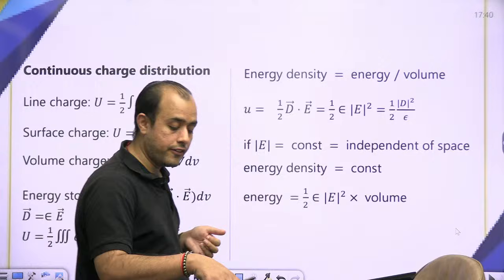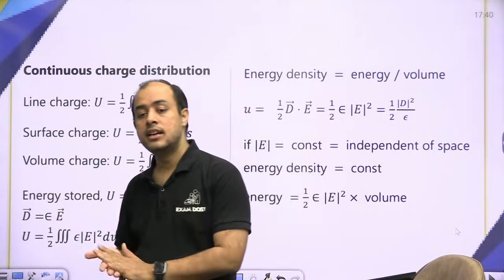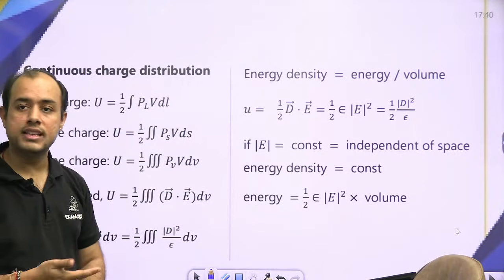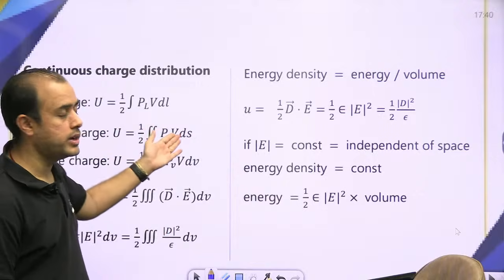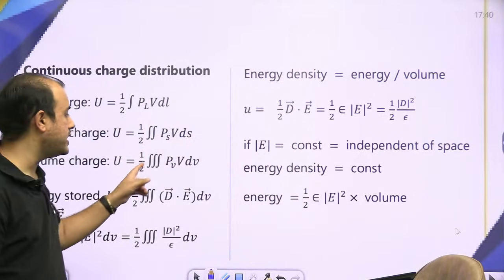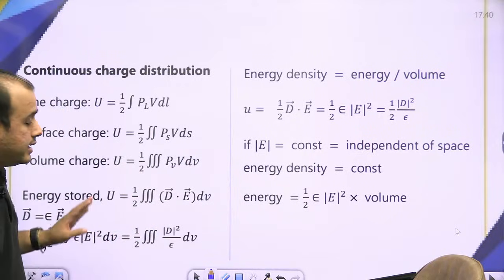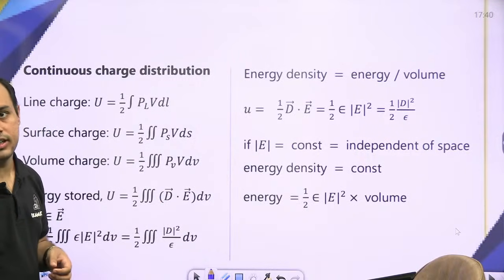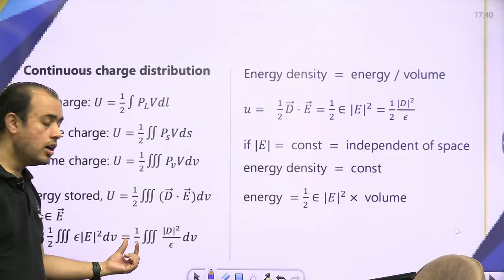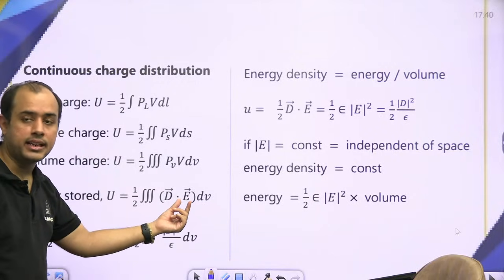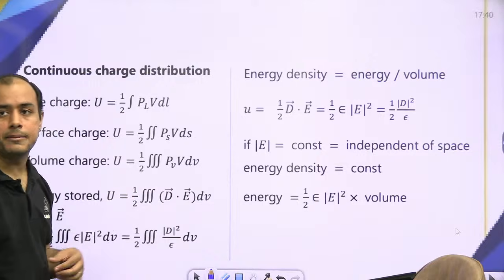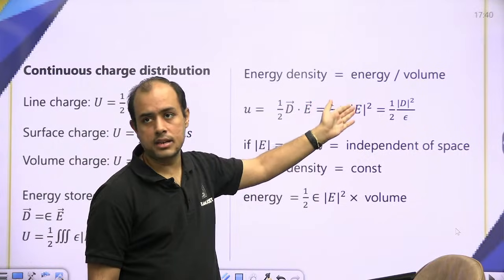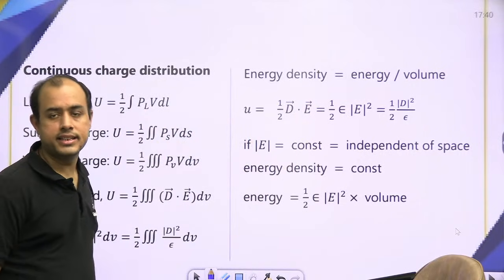Okay, now if it is not discrete charge but continuous charge, for line charge take a line integration of half rho L into V. For surface charge, take surface integration half rho S into V. For volume charge, take volume integration half rho V into V. Energy stored can also be written like this: volume integration of D dot E dV. Or E can be written as D by epsilon, so mod D square by epsilon. Or D can be written as epsilon E, so half epsilon mod E square. This is called as energy density.